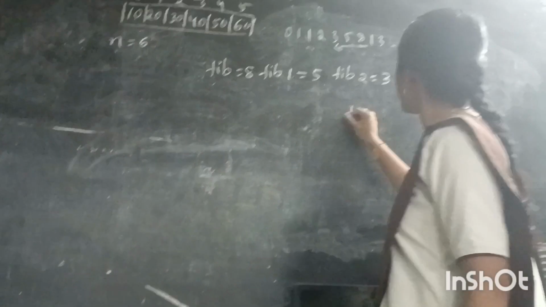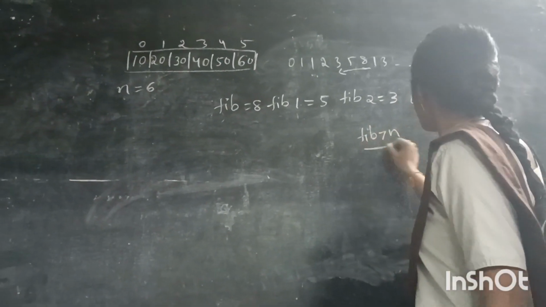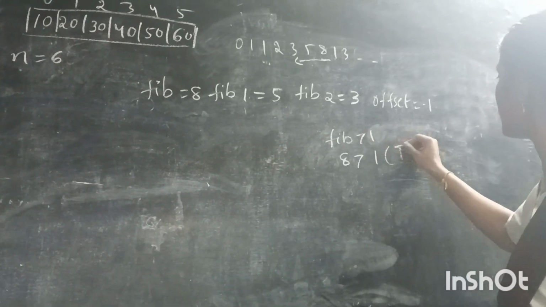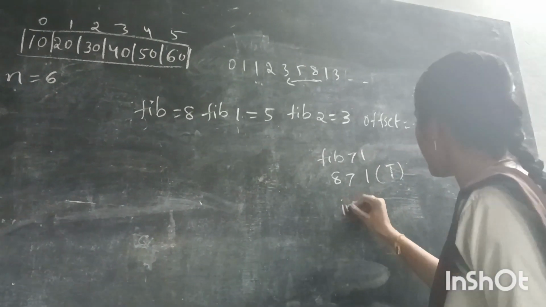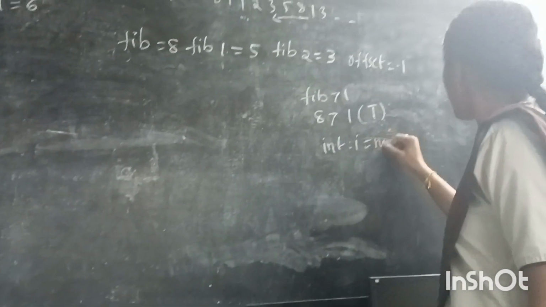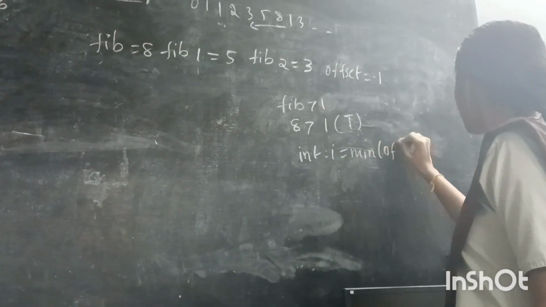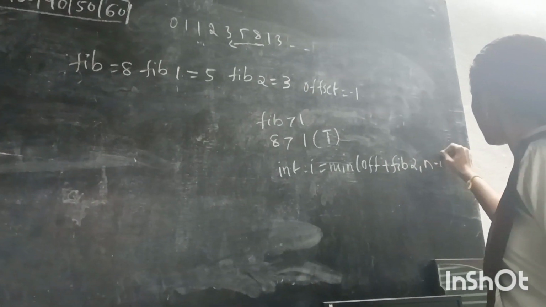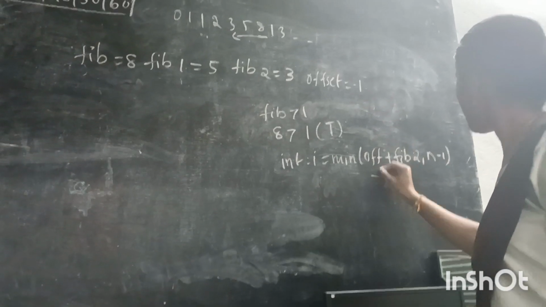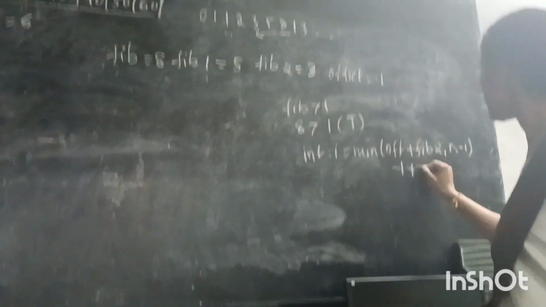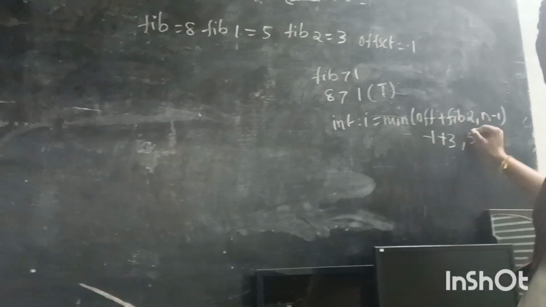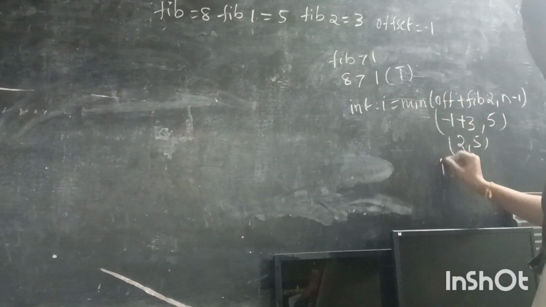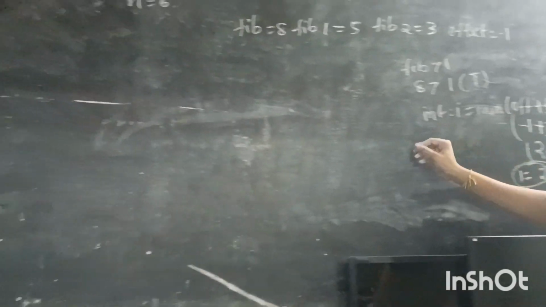Now let us consider Fib greater than 1. We have to check: Fib means 8 greater than 1. So it is true. Now int I equals minimum of offset plus Fib2 comma n minus 1. Offset value minus 1 plus Fib2 value 3 is 2, comma n minus 1 is 5. Minimum of 2 comma 5 means 2, therefore I equals 2. Now we have to search A of I.